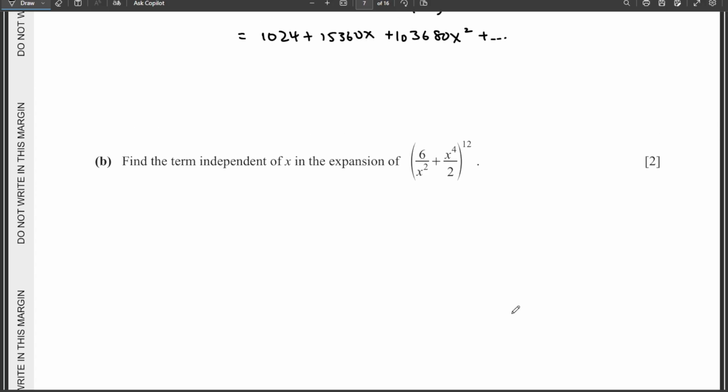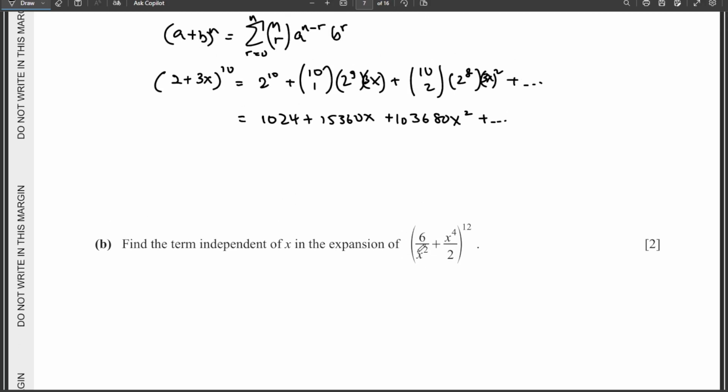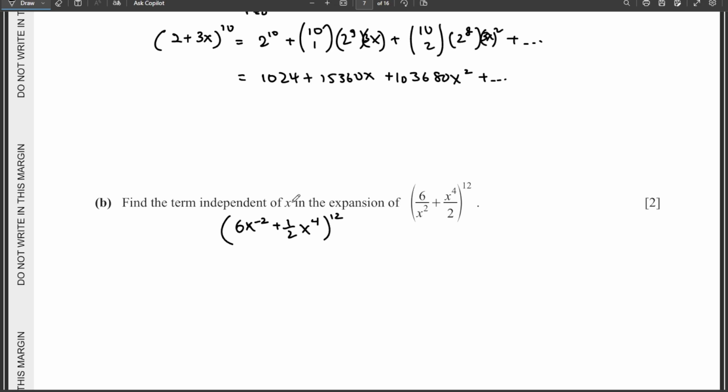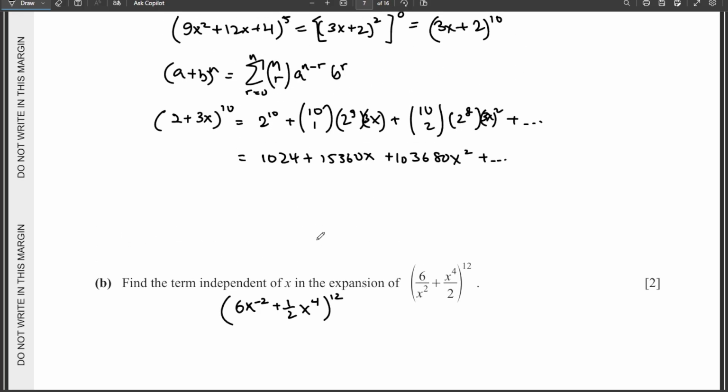Okay, next find the term independent of x in the expansion of this. Okay, so we have x power 2 at the denominator here and x power 4 at the numerator. We go ahead and write it as exponents first, like that, right? So let's ignore their coefficients for now. I just want to see how the variable of x multiplies together.